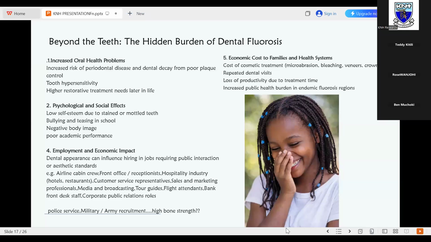So we are talking about a very high economic cost to families and health systems because of the high cosmetic treatment and repeated dental visits. When you're going for the dental visits, you'll not be very productive because of the loss of time while you're seeking treatment. So really, dental fluorosis is causing a high economic burden.